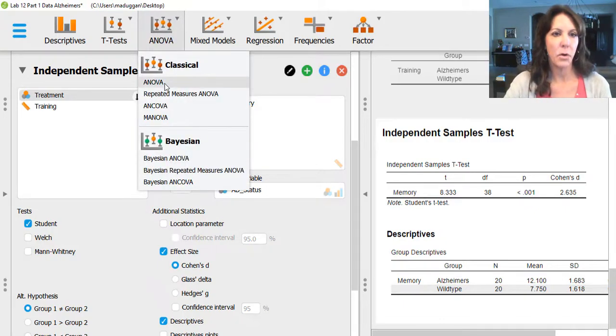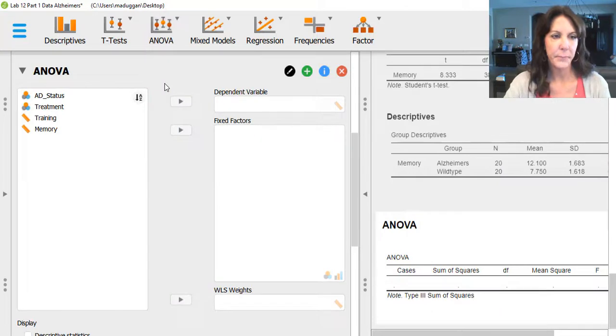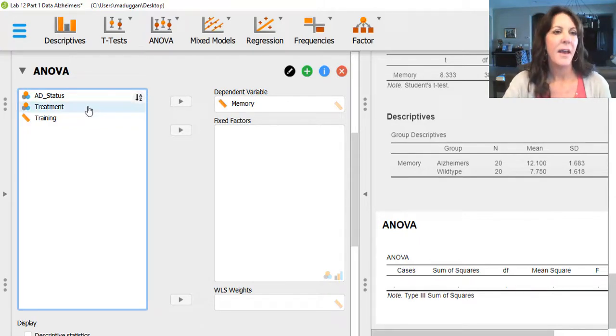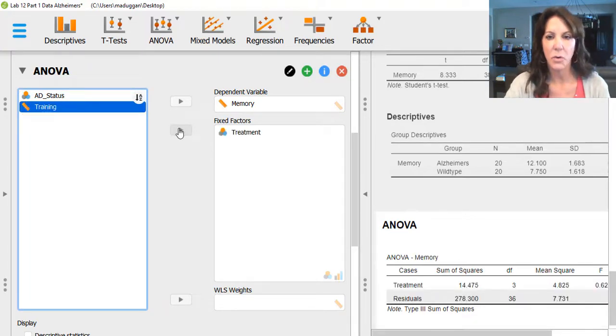So I'm going to go to ANOVA and then click on ANOVA again. And this time I'm going to put memory in as the dependent variable. This is the thing I'm measuring to see if there's a difference. And what am I looking for a difference in? The different treatment groups, the drug types. There you go, the treatment groups go there.